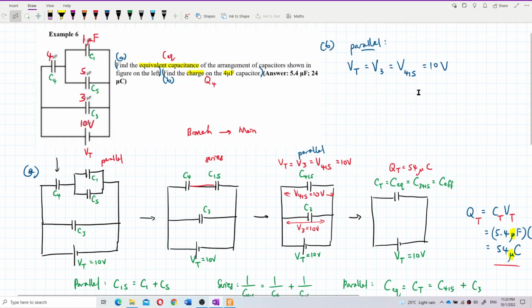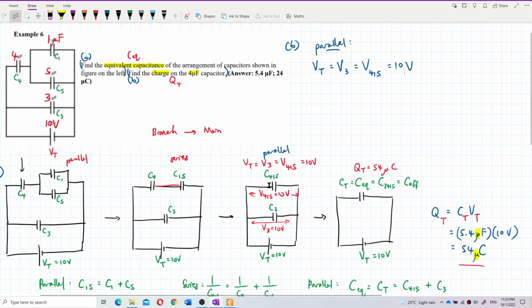And then from here, we go from here. This 10 volts, V415 is 10 volts. Over here is also 10 volts, over here is also 10 volts, right? This is also V total.